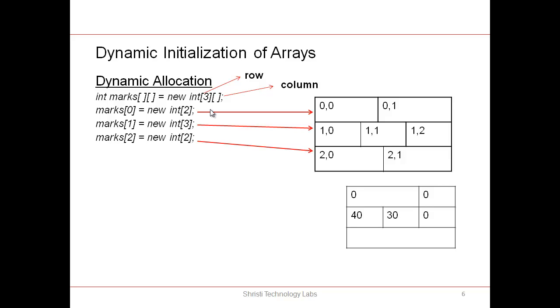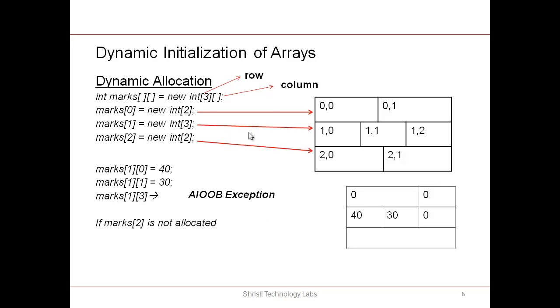Now you can populate the values as usual. 1 of 0, 40. I have populated, you can see it over here. 1 of 1 is 30. What about 1 of 3? I don't have 1 of 3, so it will throw array index out of bound exception. During the compile time it will escape, during the run time it will throw an exception.